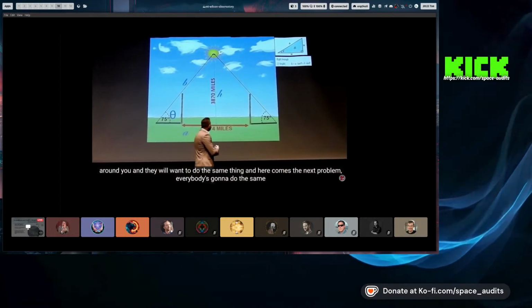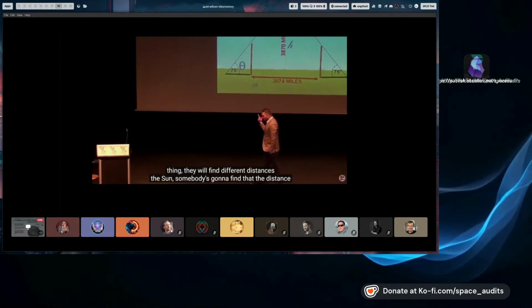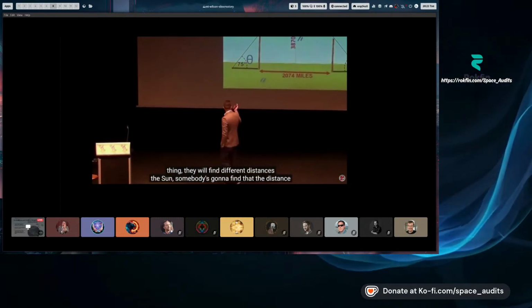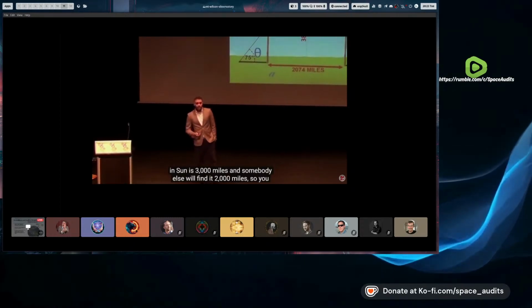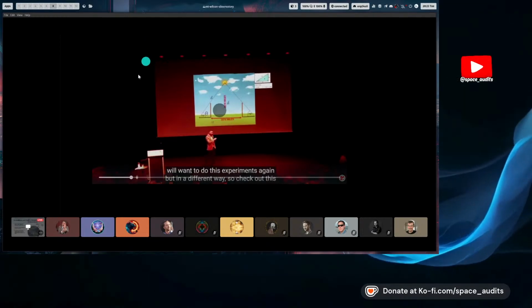And here comes the next problem. Everybody is going to do the same thing. They will find different distances to the sun. Somebody's going to find the distance to the sun is 3,000 miles, and somebody else will find it 2,000 miles. So you will want to do the experiments again, but in a different way.